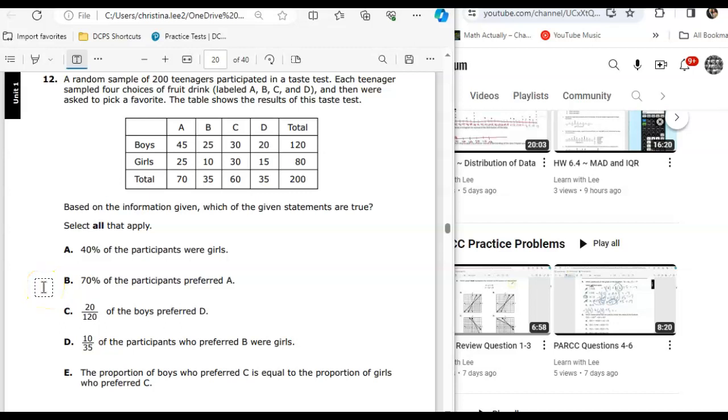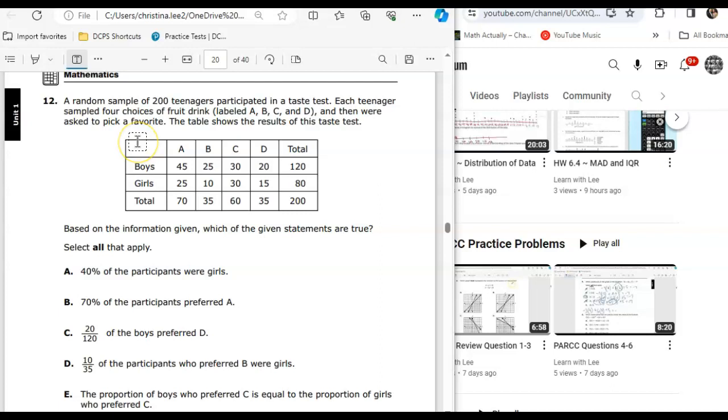All right, everyone, let's take a look at number 12. So number 12 is a two-way data table, which we actually have not learned yet this year. We're going to learn it at the end of this week. But you can figure this out without me teaching this to you. So it says a random sample of 200 teenagers, okay? So 200 teenagers total are participating in this taste test, right?